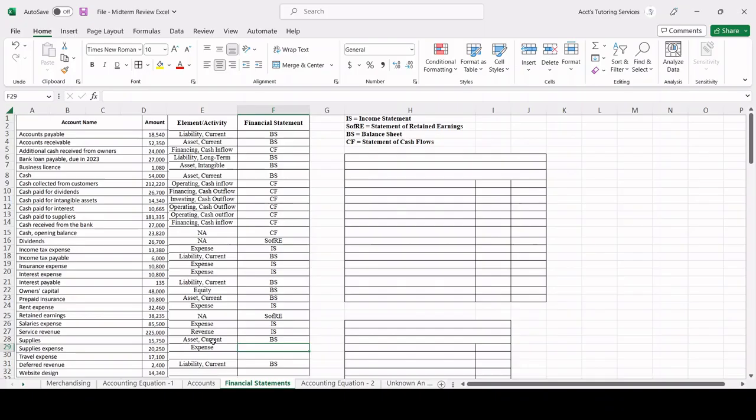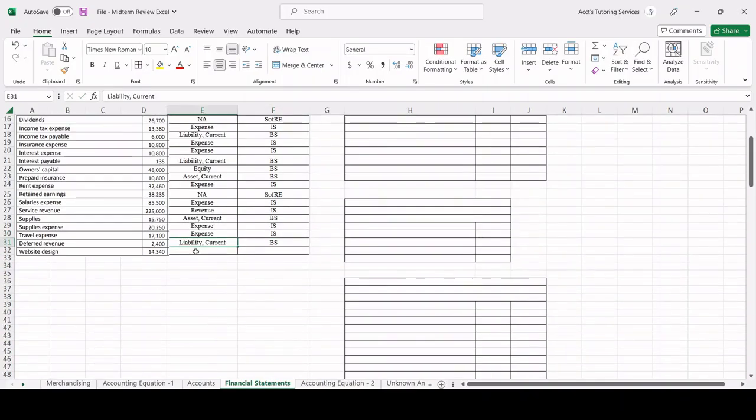Supplies expense, that's an expense. So that's when we use up the supplies, right? Whereas supplies, we haven't used them up yet, so we're still going to use them. Future benefit, asset. We used them up, expense. So supplies expense is going on to the income statement. Travel expense, once again, expense, income statement. Then we have website design. This is going to be an asset, and this is going to be intangible. This is going to go on to the balance sheet.